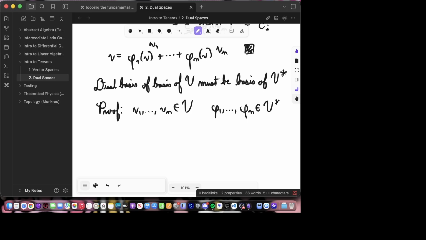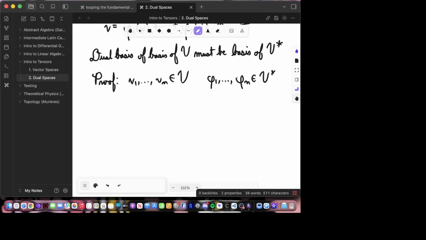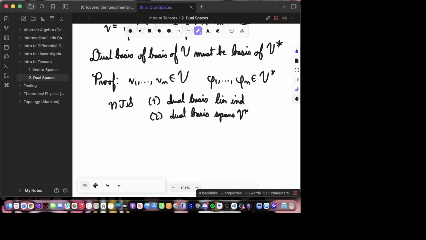Okay, so what we need to show is that, one, the dual basis is linearly independent, and two, the dual basis spans the dual space.